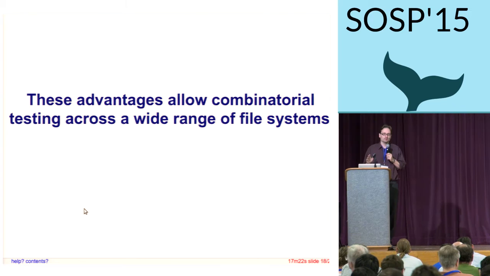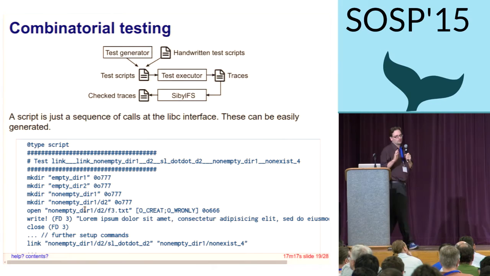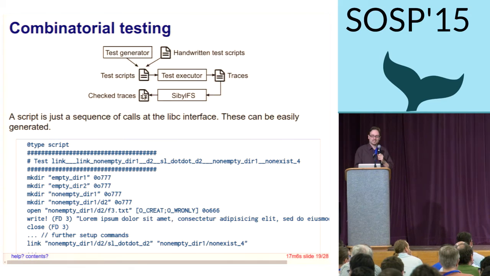OK, so what's the setup for combinatorial testing? It looks a bit like this. As before, we've got the traces, which we feed to SibylFS, and they produce checked traces, which tell you whether the trace is OK or not. We've got this additional bit here: a test generator, which generates test scripts, supplemented by handwritten test scripts.